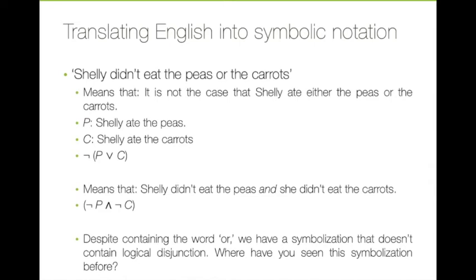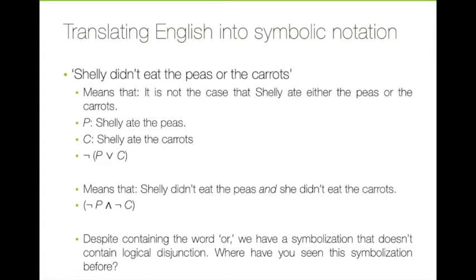So the negation falls outside. It's not the case that she ate either the peas or the carrots. So we have in the parentheses, Shelley ate either the peas or the carrots, and then we negate that. It's not the case that she ate either, to get not (P or C). I think this is a little bit harder symbolization to understand.